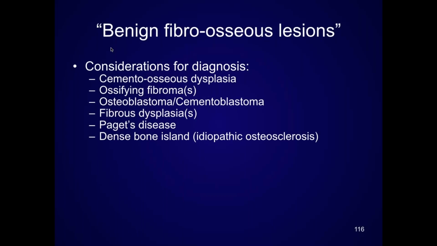All right, so when you get to fibroosseous lesions, here's your list, right? There's all kinds of flavors of cemento-osseous dysplasias. The ossifying fibromas are going to be the ones that are truly expansile, and how they come out surgically differs. We'll talk about that in a minute. Osteoblastomas and cementoblastomas, those are the ones that seem to want to attach to the root. Fibrous dysplasias, ground glass, Paget's disease, cotton wool, and dense bone islands or idiopathic osteosclerosis, very discrete lesions.